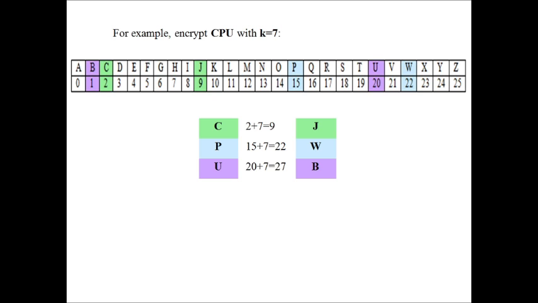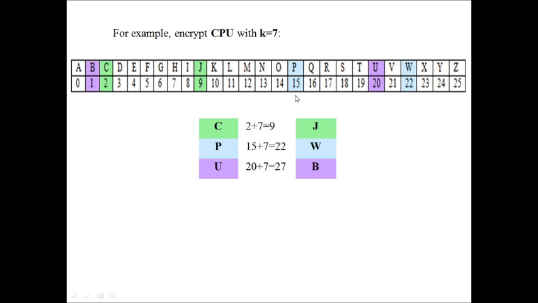Let's encrypt CPU, which stands for Central Processing Unit, with key equal to 7 by using the Caesar cipher. First we number letters from 0, then we find the first letter C. The number of C is 2, so we add the key to 2. It is equal to 9. Find the letter which corresponds to 9. It is J, so C is substituted by J. So we do with other letters.